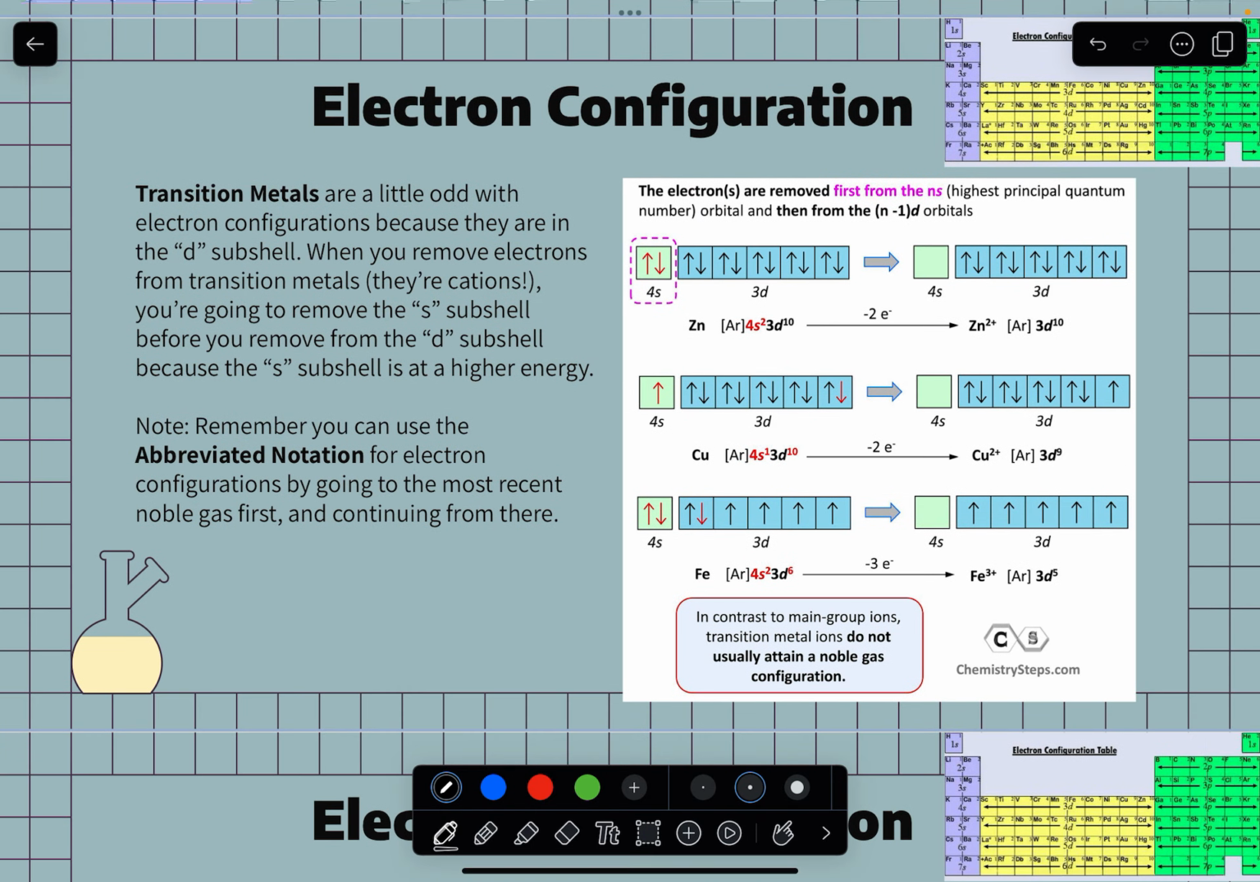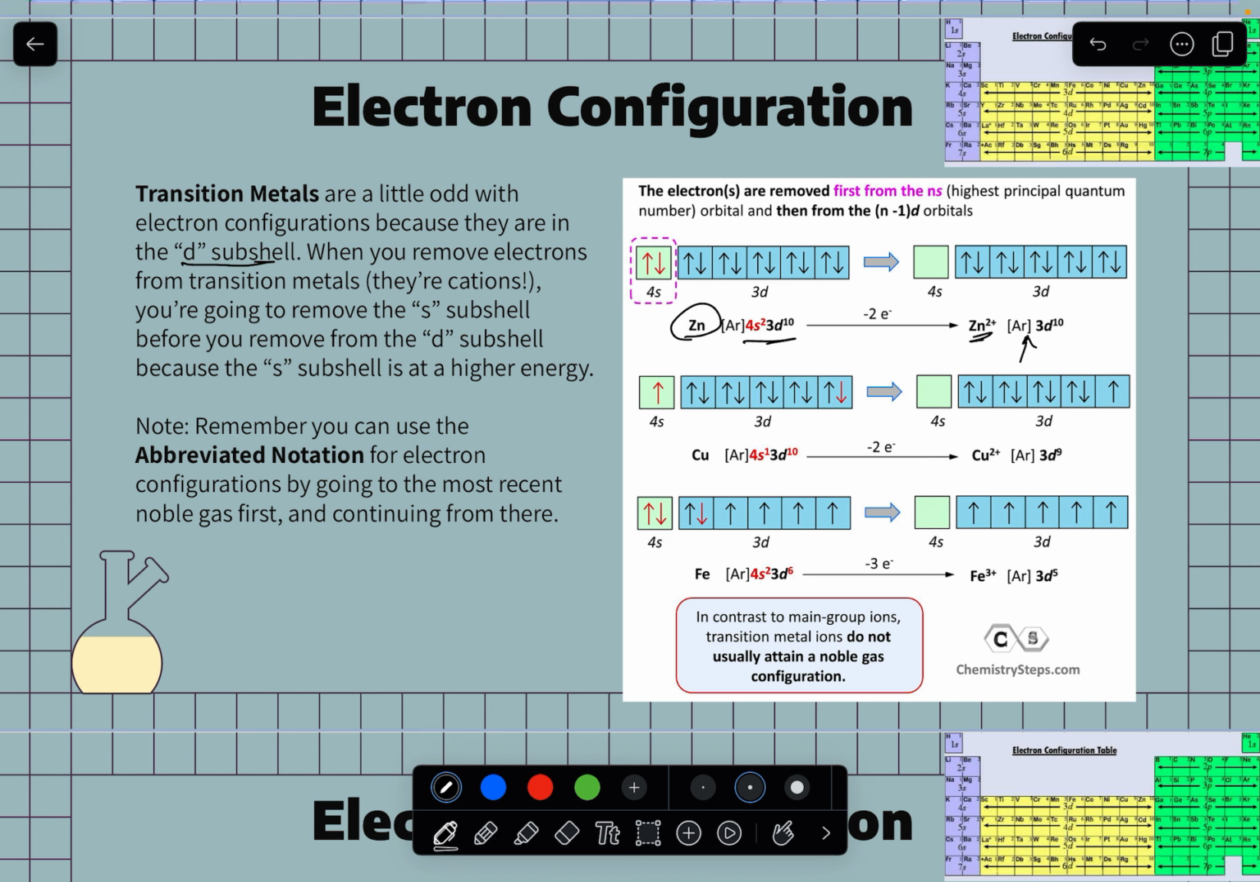For transition metals, they're a little bit odd overall. We don't do a lot with them, but with electron configuration, because they're in the d subshell, when you remove or gain electrons, they're actually going to come from the s subshell because it's at a higher energy level. You want to get rid of the higher energy level first so it can be more stable. For example, with zinc, we have 4s2 3d10. If it becomes a cation with a positive 2 charge, the 2 electrons it loses are going to be from the 4s. You can see that's no longer there.